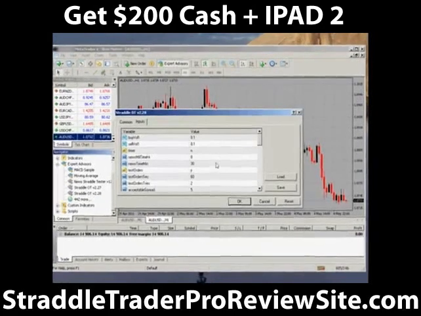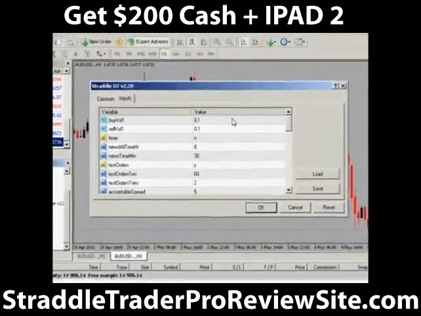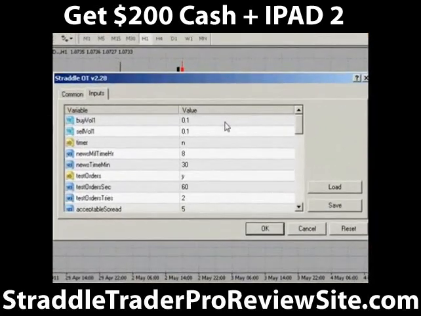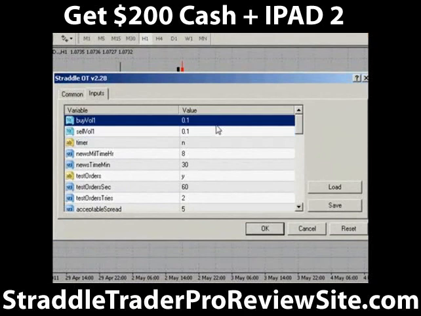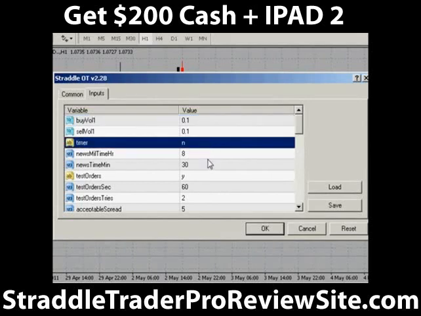Now let's take a quick look at the straddle and look at a couple of the parameters in the thing. The first thing is the buy and sell volume. There's actually a different volume setting for the buy than the sell, so you can make those different if you want to. I very rarely do, but that is an option.